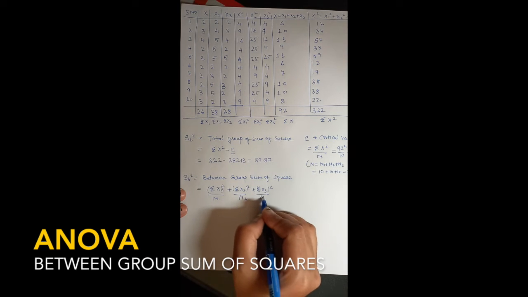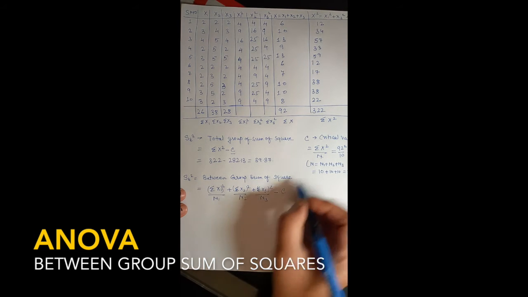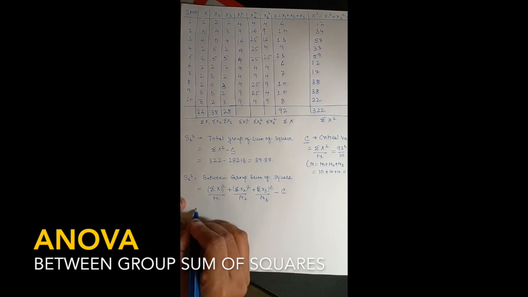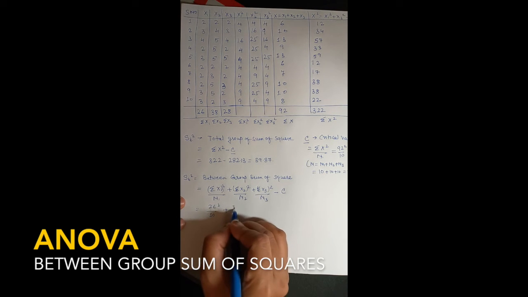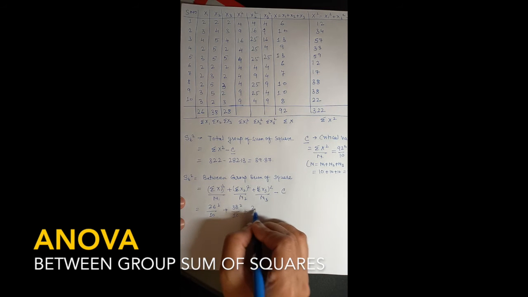These can vary. Here it is 10, but in some calculations it can vary also. So n1 can be 10, n2 can be 8, n3 can be some other number, and we will deduct the critical value from this also, and let's do the calculation now.